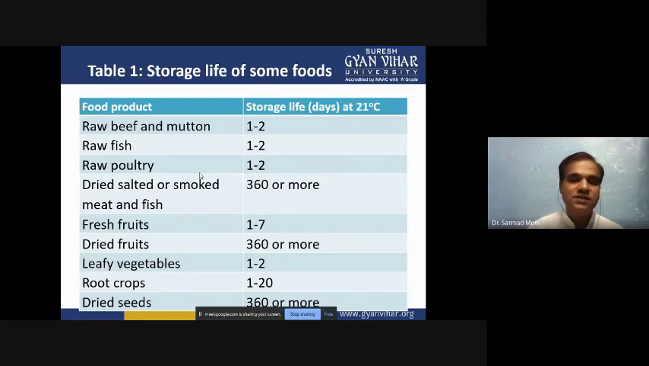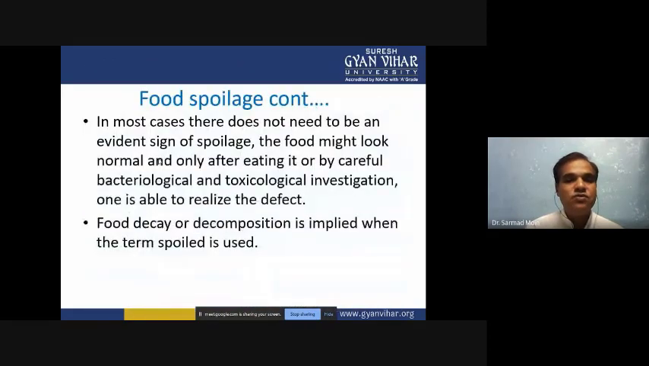When water is present, bacteria and fungi can release enzymes and utilize the nutrition from the food item. In most cases, there does not need to be an evident sign of spoilage, and by seeing it you can't say that the food is spoiled. It might look good or normal, and even if you eat it, it may seem fine. But the microbes have just started spoiling it, and you can't see that these bacteria are digesting the food material and releasing toxins.